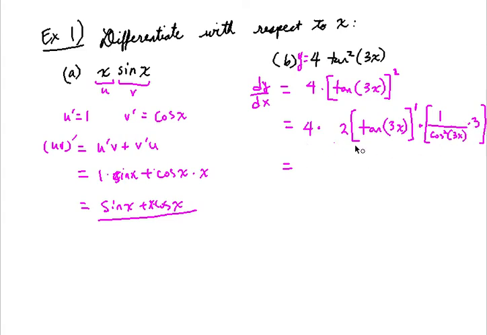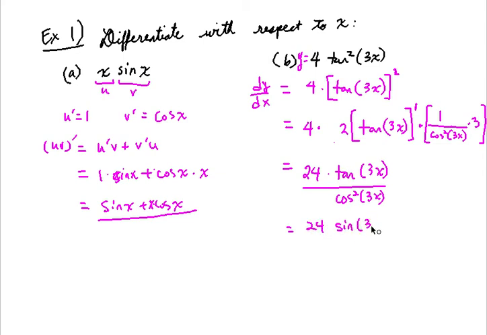Okay, so now I can simplify here. I have 4 times 2 times 3. That would be 8 times 3, so that'd be 24. I would have times a tangent of 3x times 1 over cosine squared of 3x. And now, since I have this in cosine, why not change this to sine over cosine and simplify it a little bit more?